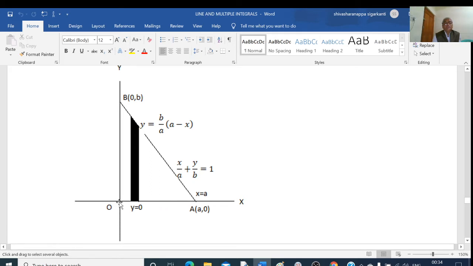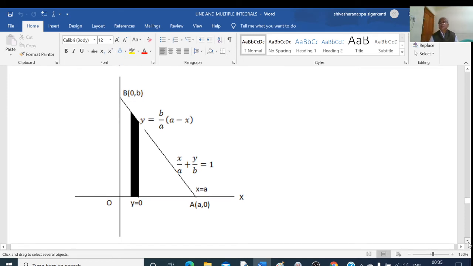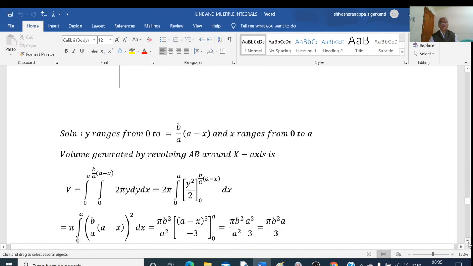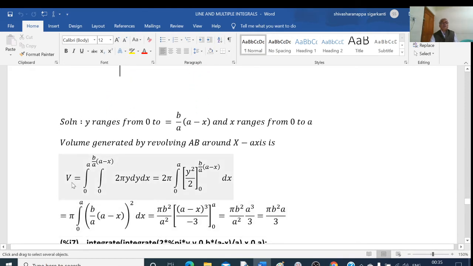At the point O, x equal to 0. At the point A, x equal to a. Limits of x are 0 to a. Limits of y are 0 to b by a into a minus x. And it is rotating around the x axis. Then this is my formula: integral from 0 to a, 0 to b by a into a minus x, 2 pi y dy dx. 2 pi as it is, 0 to a as it is. Integration of y is y square by 2 between 0 and b by a into a minus x, dx.